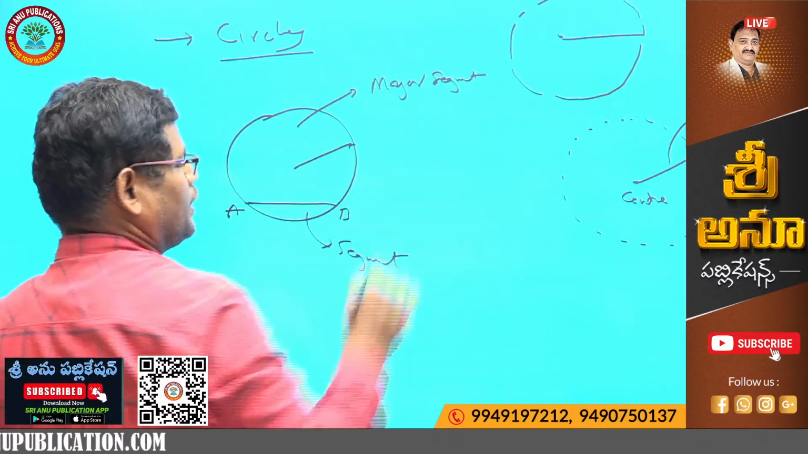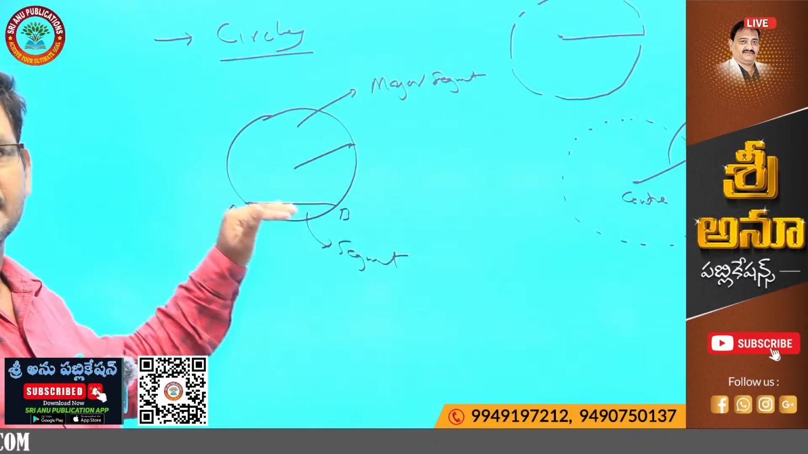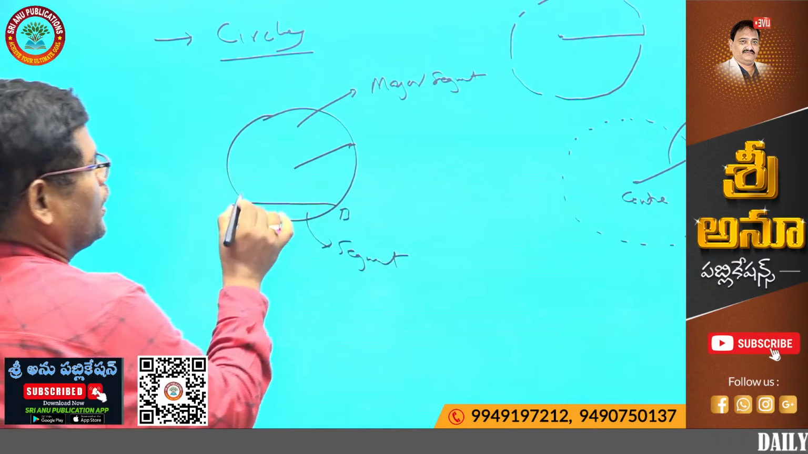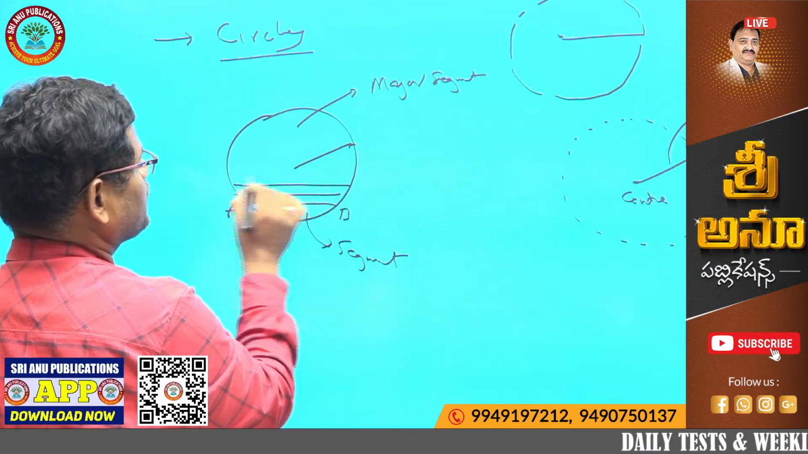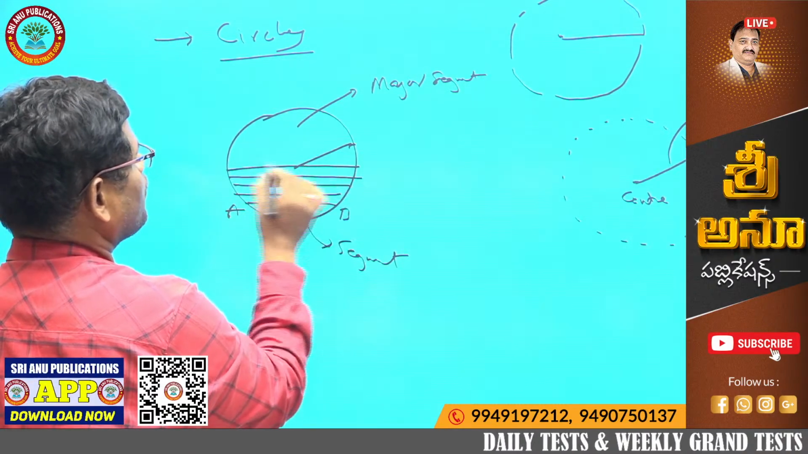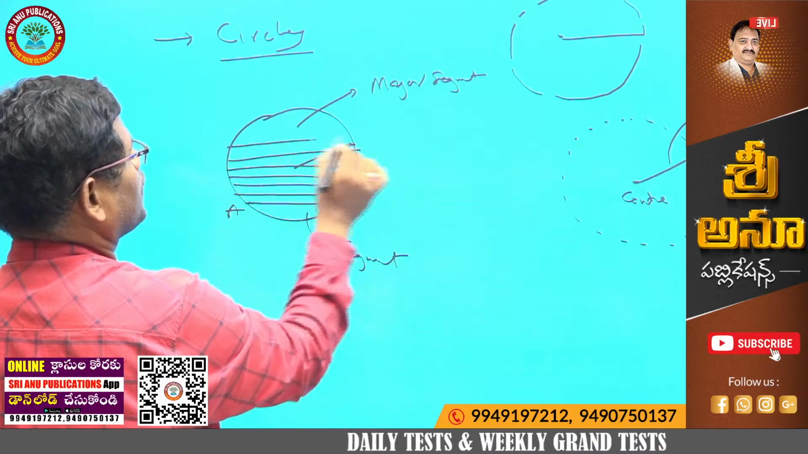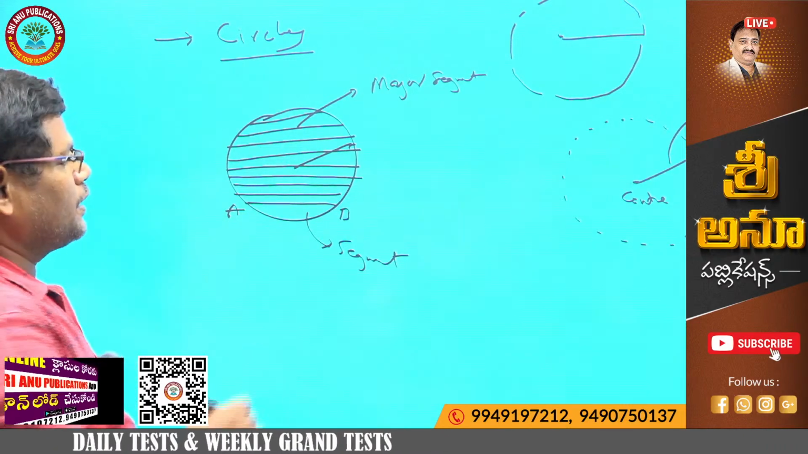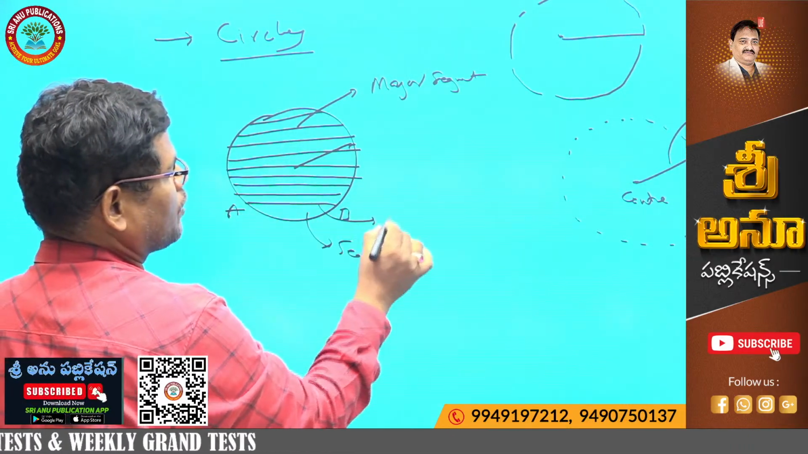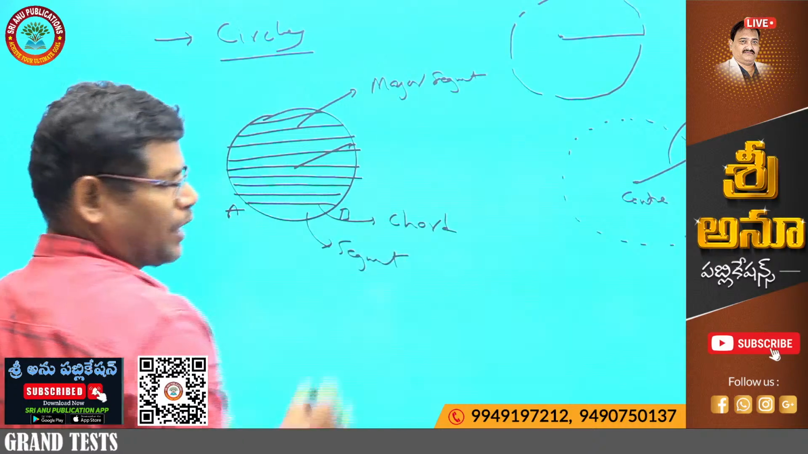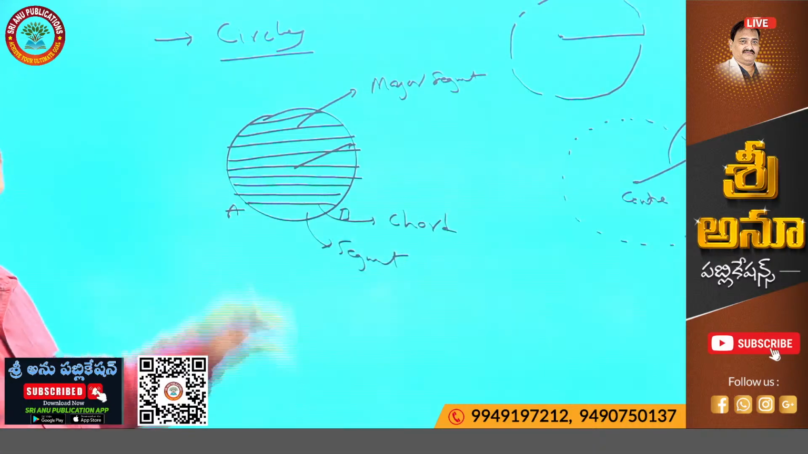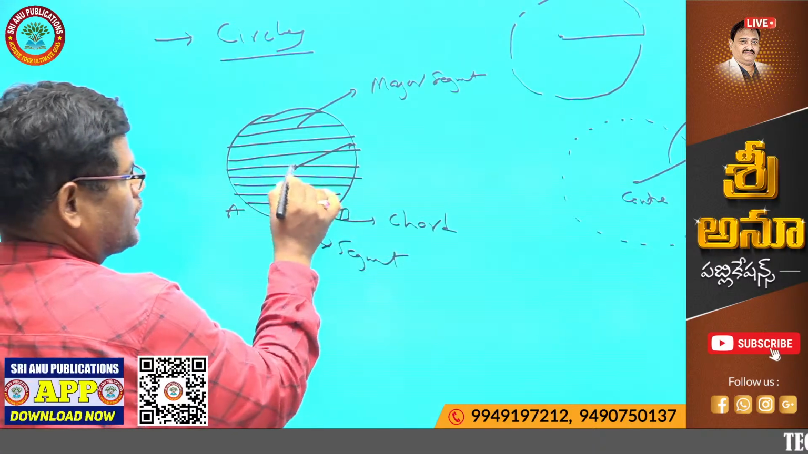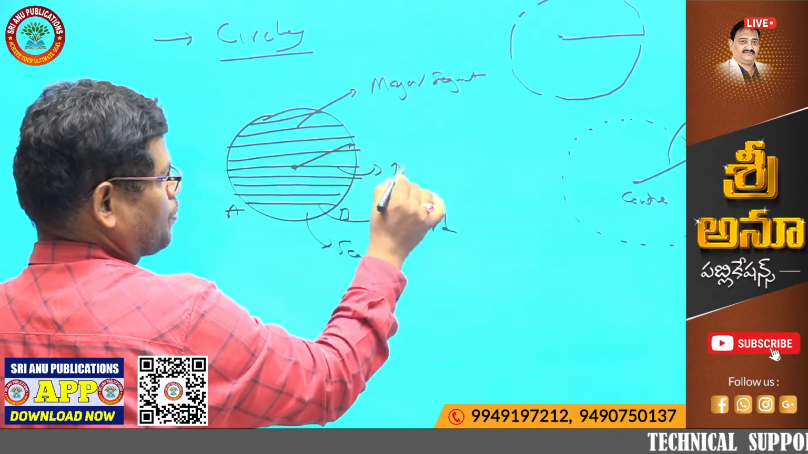If you draw such lines, how many lines can we draw? Infinitely many. Here the line segment joining two points on the circle is called a chord. The longest chord is called the diameter.